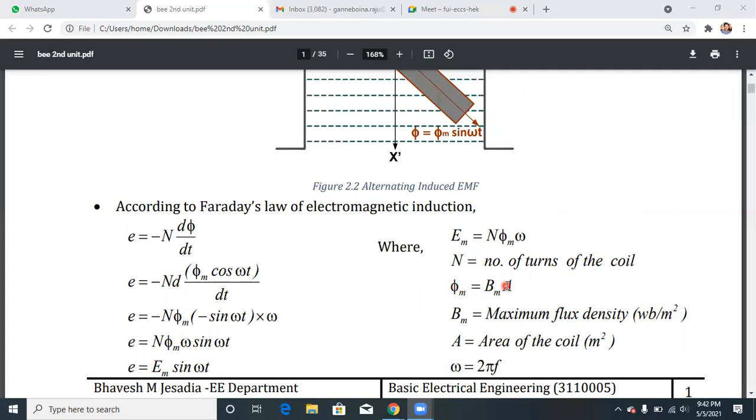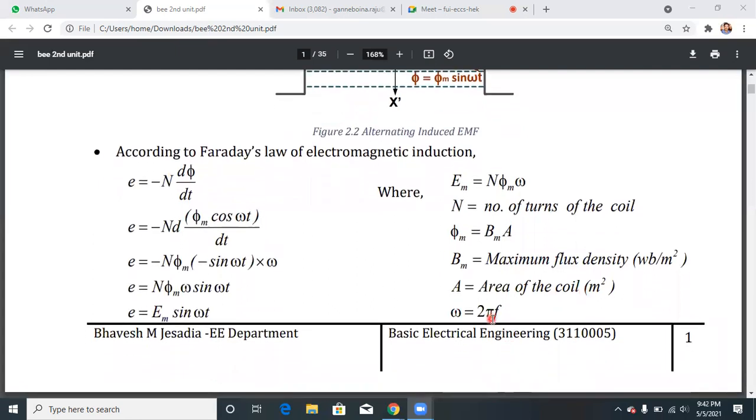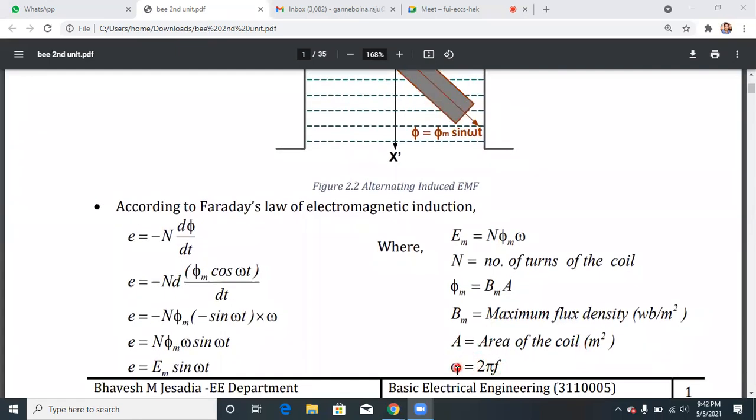Φ is equal to magnetic flux density into cross-sectional area of the conductor. Okay, Φ is equal to Bm into A. So Bm becomes the maximum flux density in Weber per meter square, and A is called the area of the coil in meter square, and omega is equal to 2πf. Remember, this is very important. Omega is equal to 2πf, for sine waves and for EMFs.